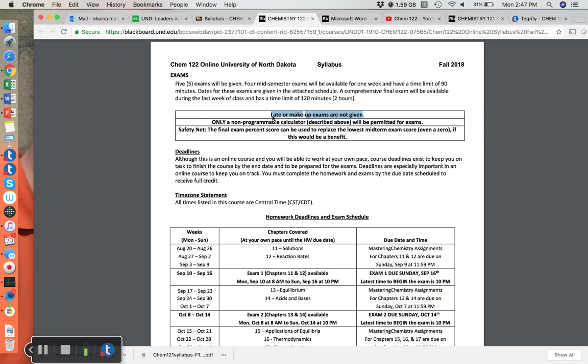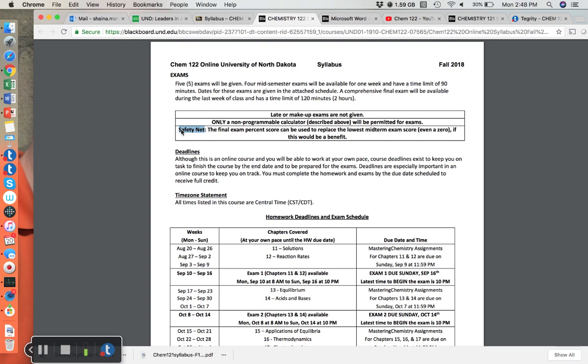The policy for missing an exam is the safety net policy. So the safety net says that the final exam percent score can be used to replace the lowest midterm exam score, even a 0, if this would be a benefit to you. So essentially what that means is if you miss an exam and get a 0 on it, or if you get a really low midterm exam, I will take a look at your final exam score. If your final exam score percent is greater than your lowest midterm exam score, I will take that final exam percent and replace your lowest midterm exam score.